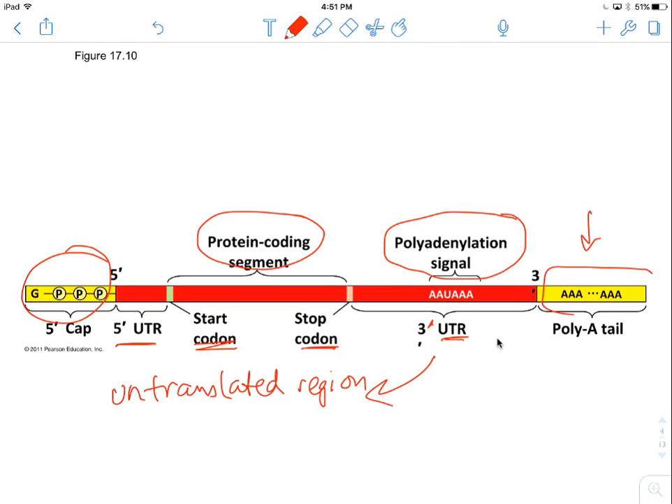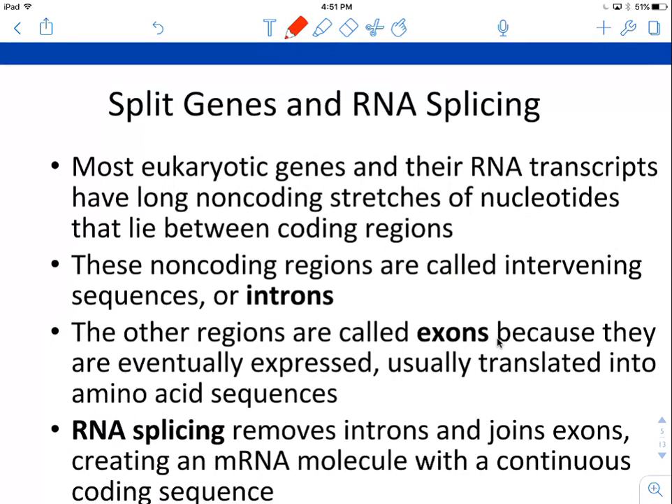Here is a poly A tail, and it's just like poly means lots and A means adenines. So there can be hundreds of adenines long, okay? And this kind of gives us our modified RNA that's then ready to be exported to the cytosol, unless it needs to be spliced, okay?